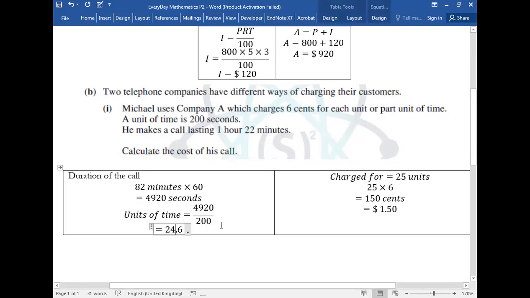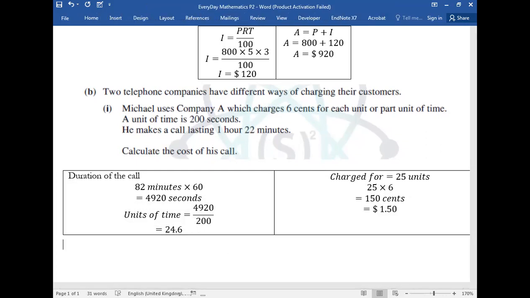Even if the units were 24.1, the company would be charging us for 25, they will not do any rounding off. The moment you start a next unit, then you charge for the entire unit. It's very basic, logical, common sense. Read the question. I constantly stress on reading the question again and again to understand how to comprehend it.